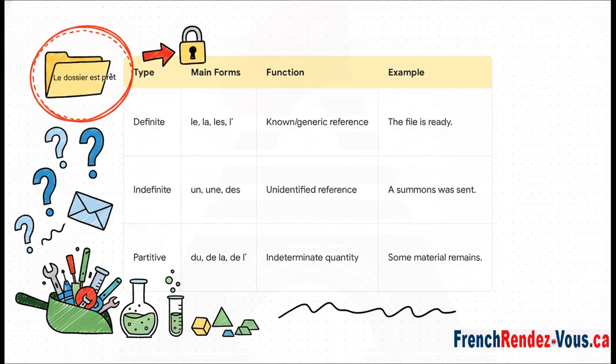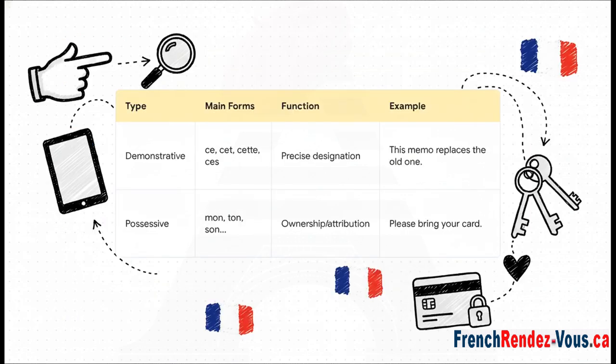Next, you have the indefinite articles, articles indéfinis, like un and une, for something not specific. Une convocation a été envoyée. A summons was sent. Not a specific one, just a summons. And finally, you've got the partitives, like du. These are for an unknown amount of something. Il reste du matériel. There is some material left. See the difference?